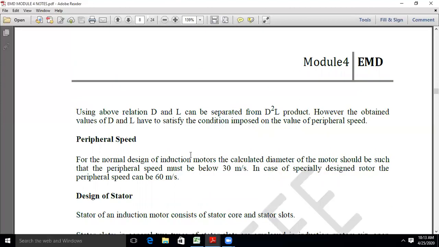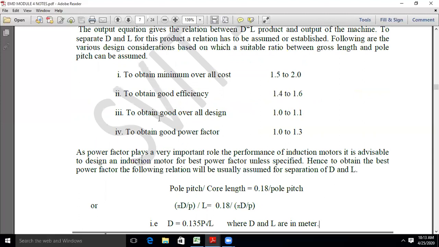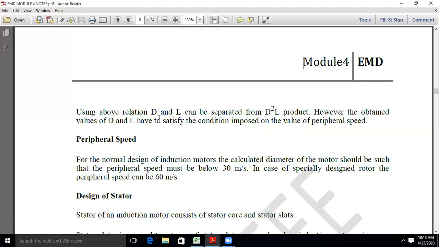Using the relation we have got, D equals 0.135 P root L, D and L can be separated from the D square L product. However, the obtained values of D and L have to satisfy the condition imposed on the value of peripheral speed. Again, we need to consider the peripheral speed.